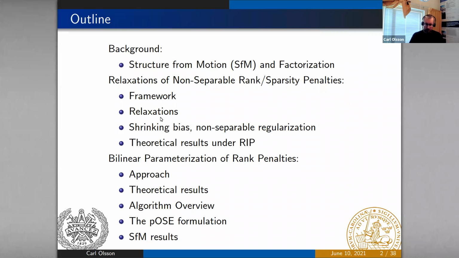I will talk a little bit about those and present some theoretical results that apply if you have this well-known RIP constraint. And then if I have time, I'm going to go into a way of optimizing these relaxations with a bilinear parametrization and some theoretical foundation for doing this, and present some results in terms of structure for motion. But we'll see how far I get.